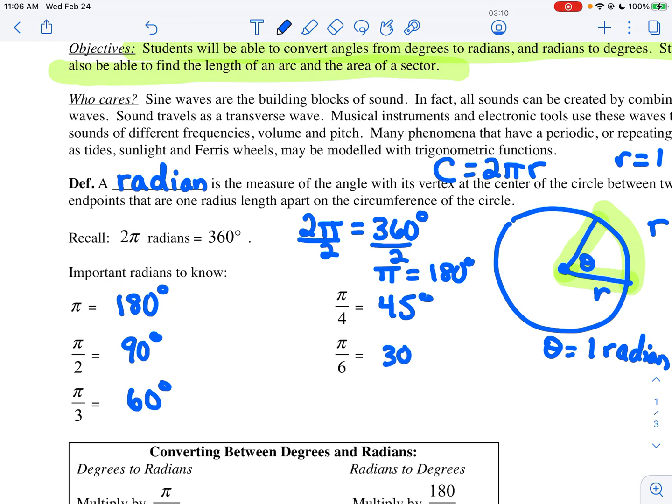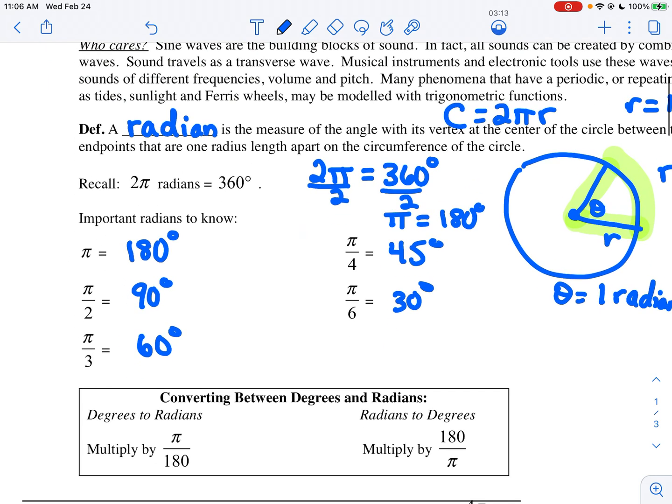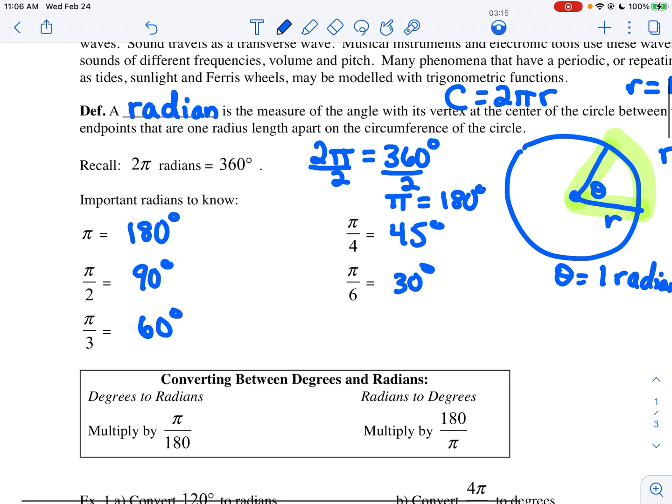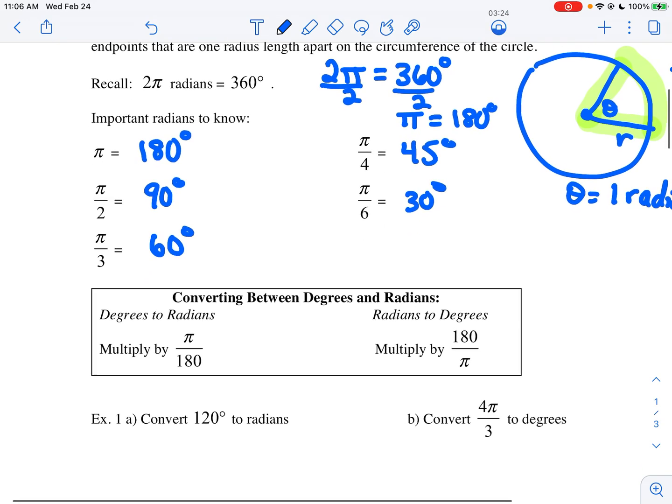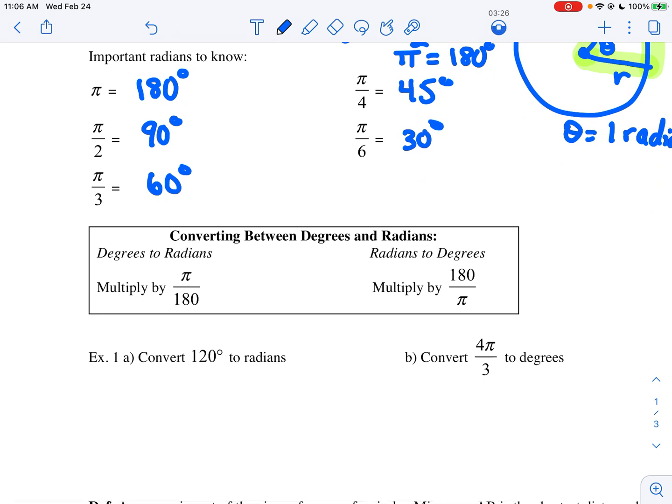It's 30 degrees. All right, so converting between degrees to radians, you take the degrees and multiply by pi over 180. And if you want to find the degrees from radians, you multiply by 180 over pi. So in example 1a, it says convert 120 degrees to radians. And what helps me is I want radians to be my answer. So pi is radians, so it's in the top.